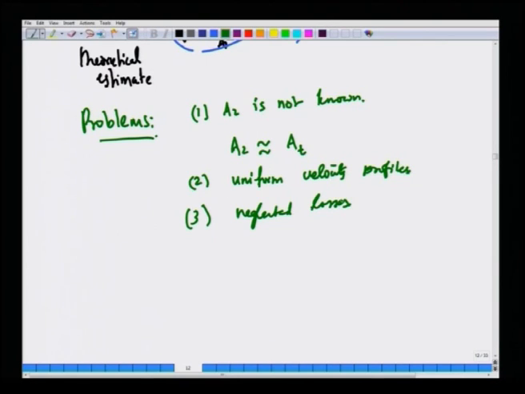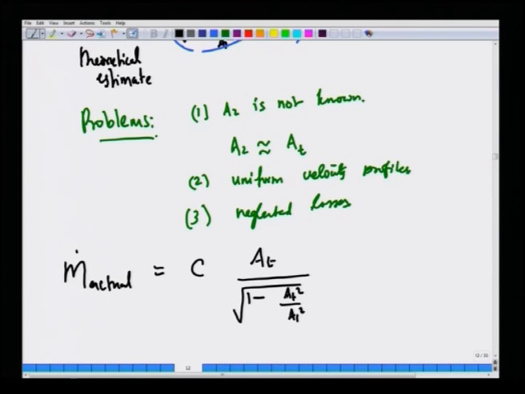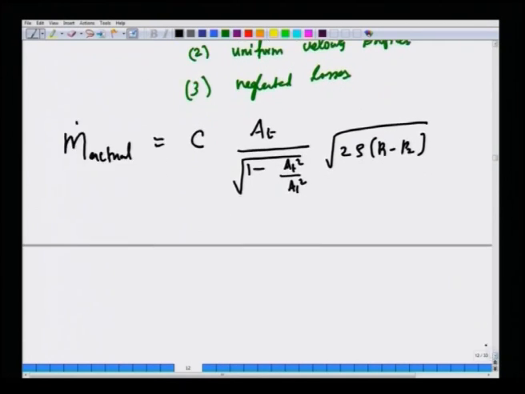Okay. So, the actual mass flow rate will not be the same, but it will be some other constant which has to be empirically or experimentally determined, divided by 1 minus At squared by A1 squared times square root of 2 rho (P1 minus P2). Now, it is conventional to use beta as the ratio of the two diameters dt and d1. Beta is dt divided by d1, the ratio of the throat diameter to the inlet diameter.